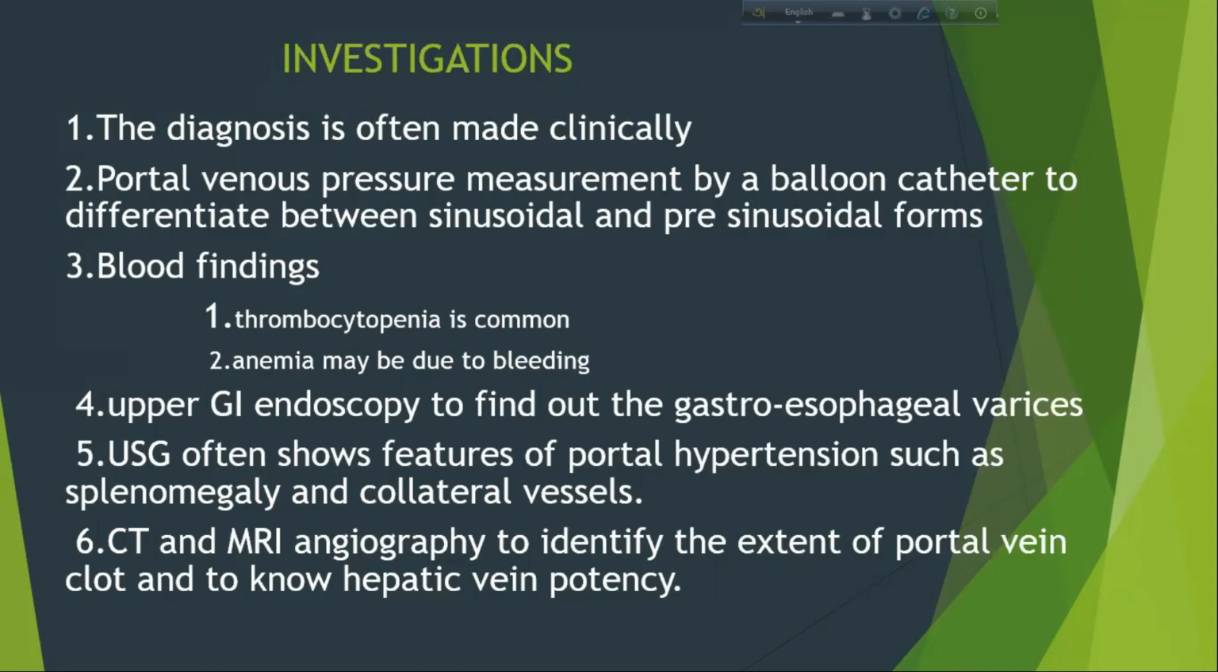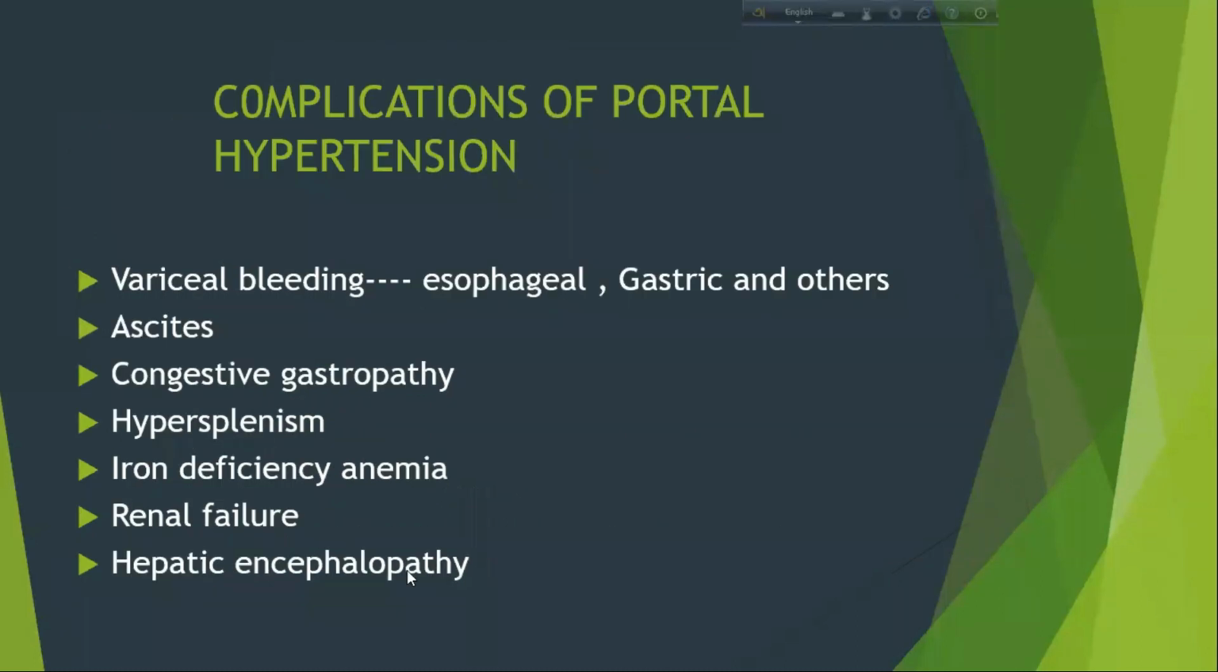Number five, ultrasonogram often shows features of portal hypertension such as splenomegaly and collateral vessels. Number six, CT scan and MRI angiography to identify the extent of portal vein clot and to know hepatic vein patency. Complications of portal hypertension include variceal bleeding that may be esophageal, gastric, and others, ascites, congestive gastropathy, hypersplenism, iron deficiency anemia, renal failure, hepatic encephalopathy.